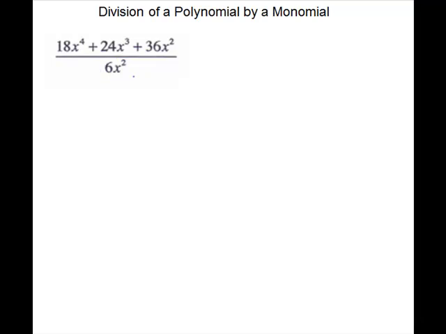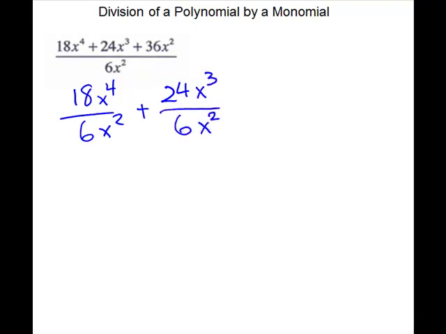In this video, we're going to look at division of polynomial problems where the divisor is a monomial, so only one term. To work these out, you are going to make separate fractions. Break apart at the signs and put each one over the divisor. So we have 18x to the fourth over 6x squared plus 24x cubed over 6x squared and 36x squared over 6x squared, and then simplify each term with your exponent rules.